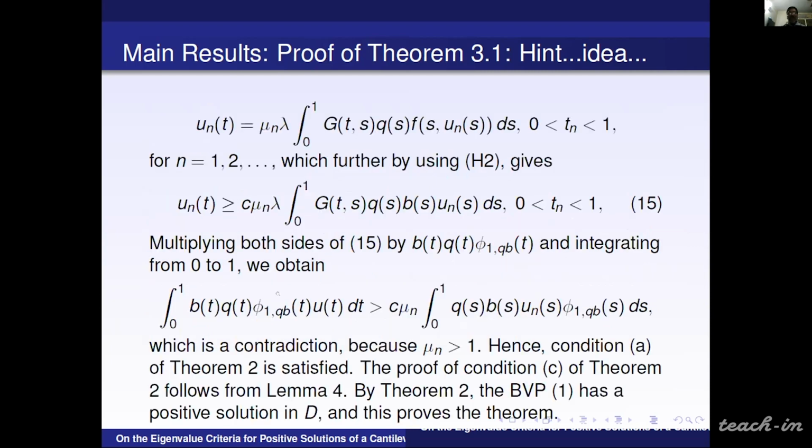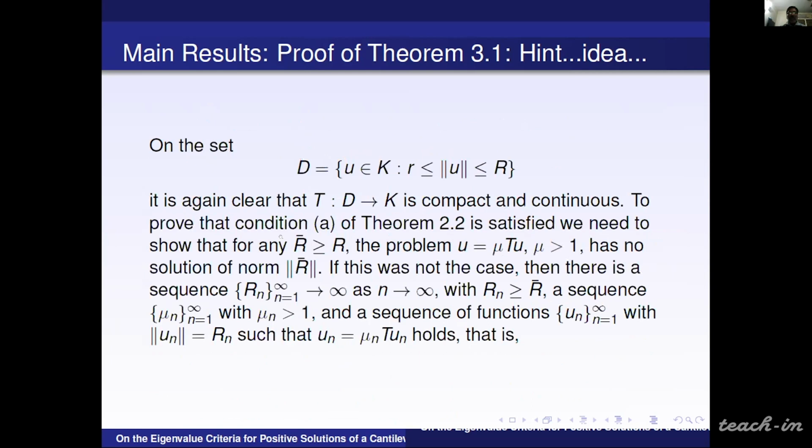So if I use the second condition, by multiplying both sides of this equation by b(t) q(t) p1 q_b of a(t) and taking the integration, we will be getting this contradiction. So these two contradictions say that we have one r such that for any r bar greater than r, this has no solution with norm r. That is, the second condition is satisfied.